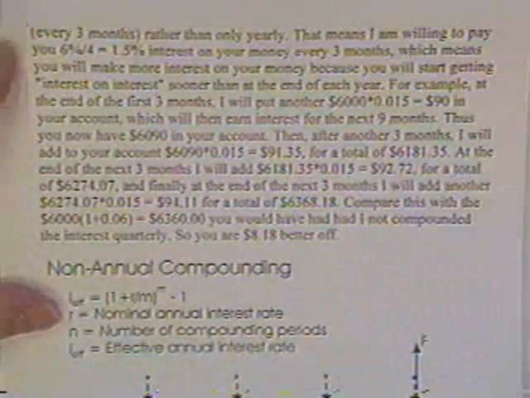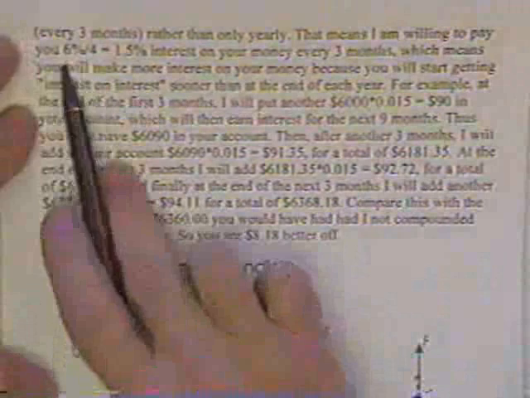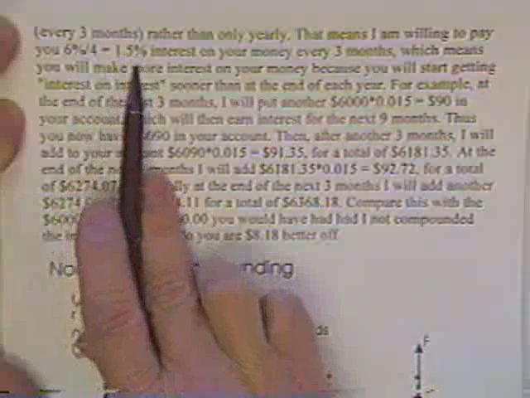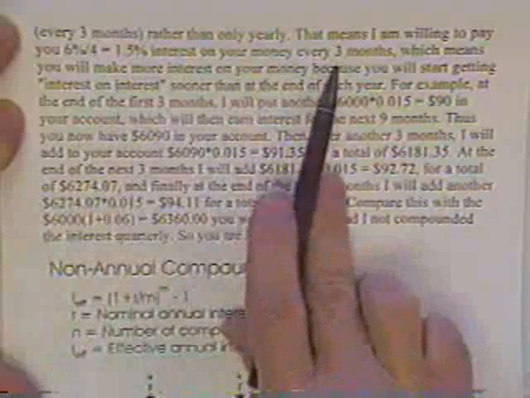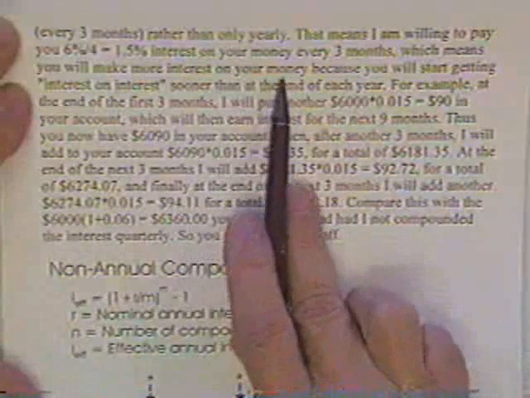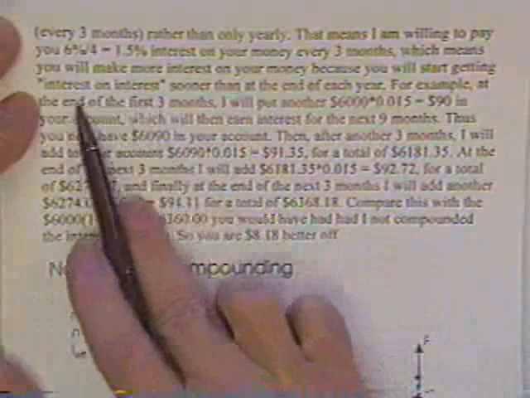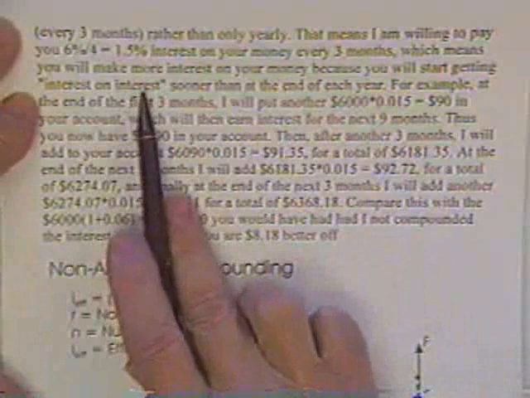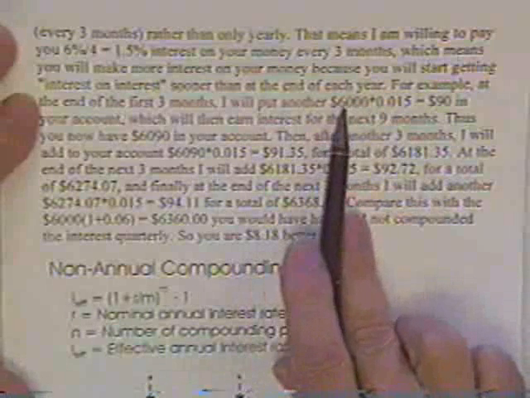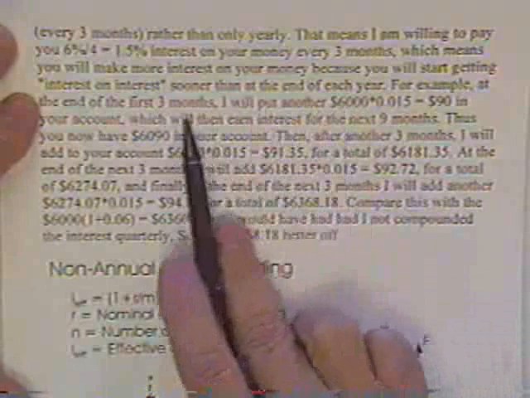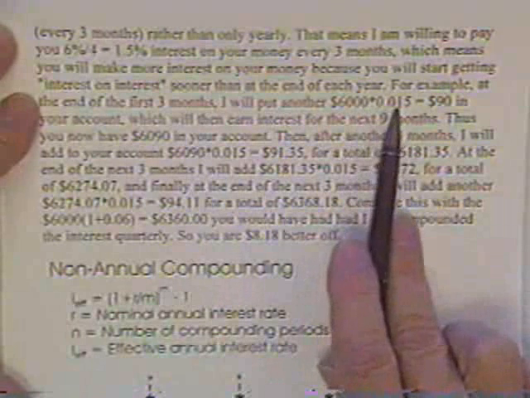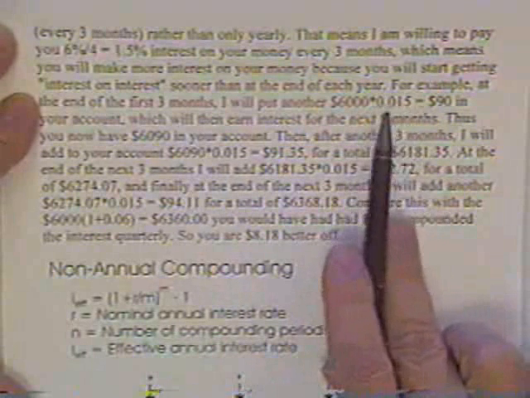Now, the advantage to you in this is that I'm willing to pay you, not really 6% a year, but I'm really willing to pay you 1.5% interest on your money every 3 months. It means you're going to get more interest on your money because you're going to be getting some interest on interest before the end of the year. For example, here's what I'll do. You bring your $6,000 to me today, and at the end of 3 months, I'll give you $6,000 times 0.015, a fourth of the nominal interest rate.